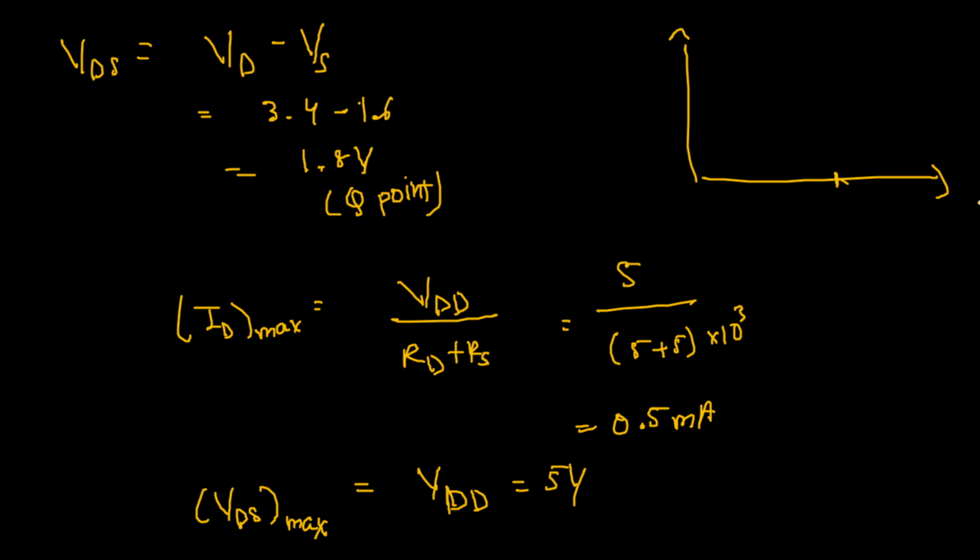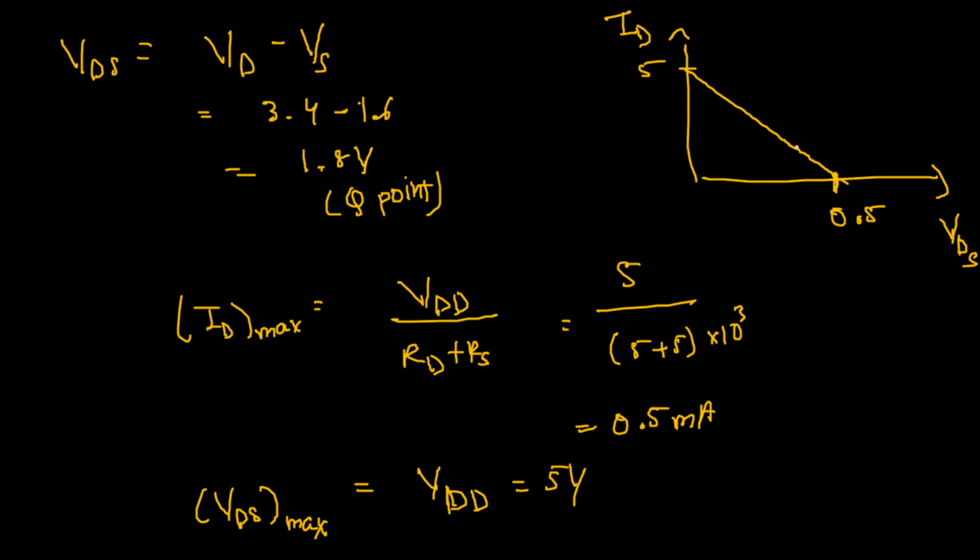So the intercepts here will be VDS, and on the y-axis we have ID. So we can see that when VDS is 0, that's when the ID max is at its max, which is 0.5, and then when ID is 0, VDS is at its max, which is 5, right?